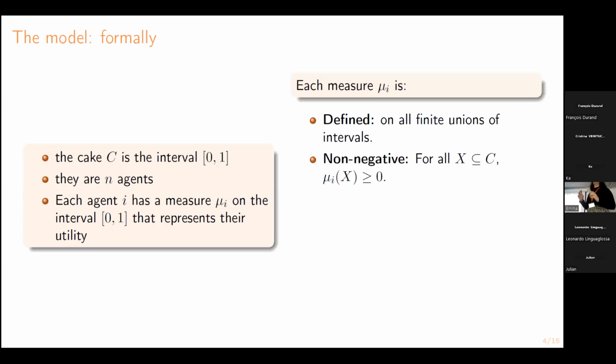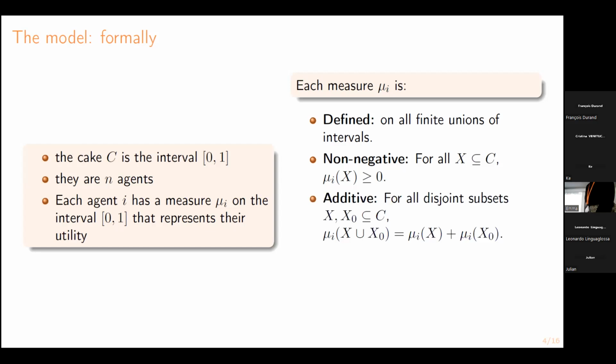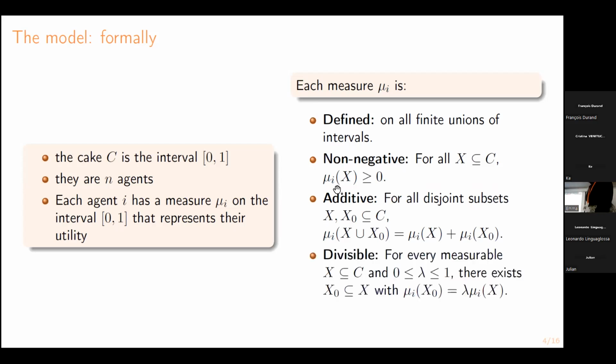We consider that each agent is still happy with the piece of cake, and that they cannot be not happy with having a piece of cake at the end. It's not allergic. Yes, they are not allergic to the cake. Each measure is additive. This will be useful when we will see algorithms to allocate pieces of cake. We will see that this is useful.